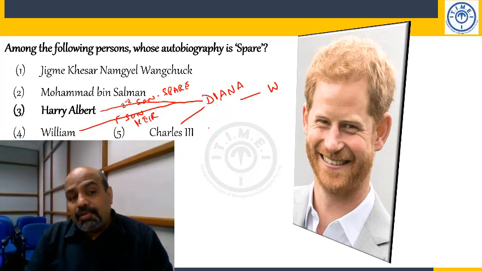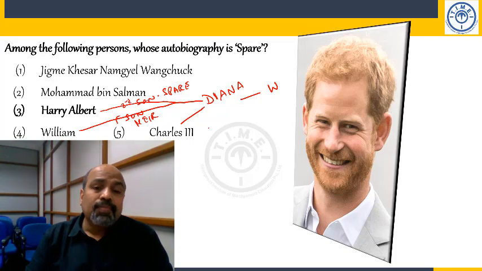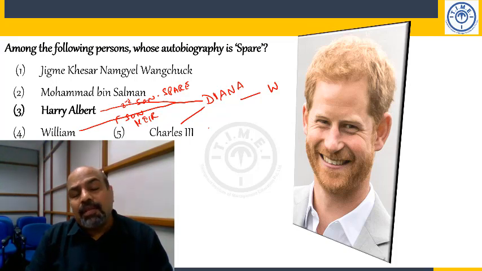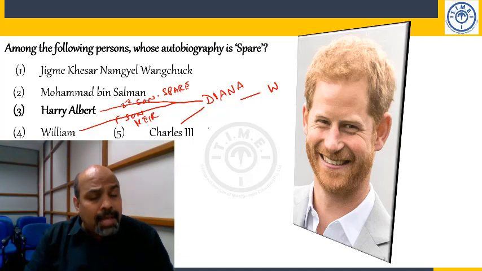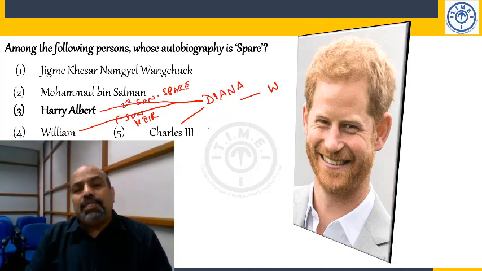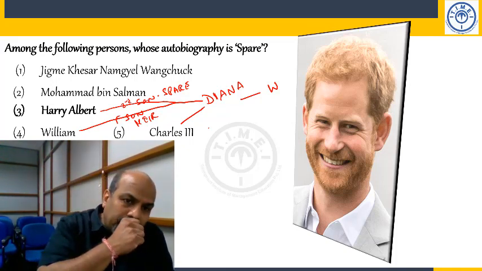Anyway, who are the choices here? I mentioned William is the son of the current British king, the heir to the British throne. Coming to Mohammed bin Salman, he is the crown prince of Saudi Arabia. Saudi Arabia's current king is Salman bin Abdulaziz. Salman's son is Muhammad, and that's why Muhammad bin Salman. Bin in Arabic means son of. So Muhammad bin Salman bin Abdulaziz. That's how it is.